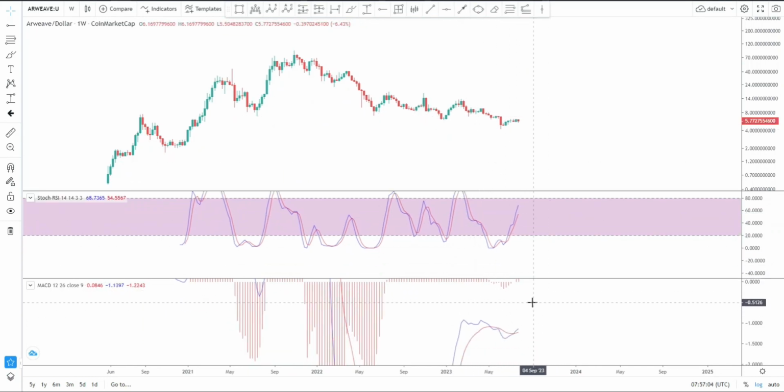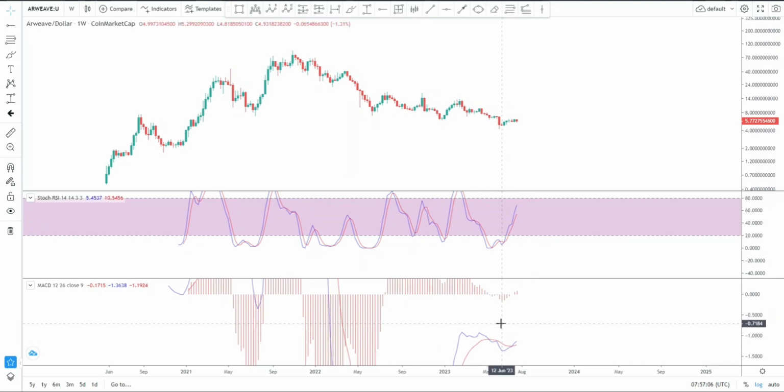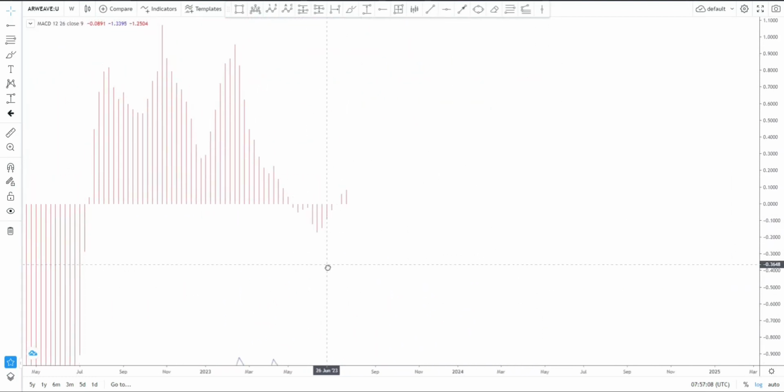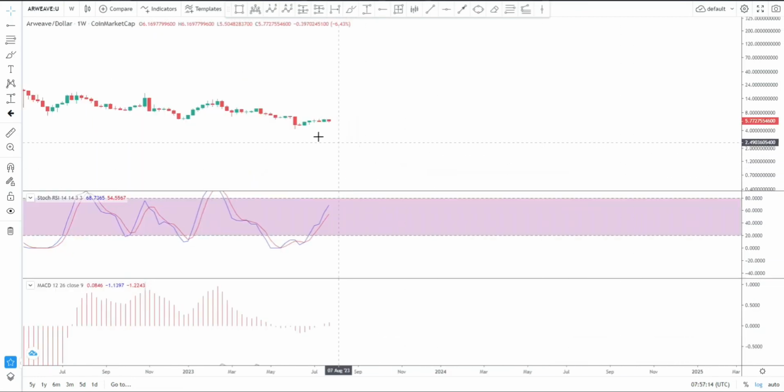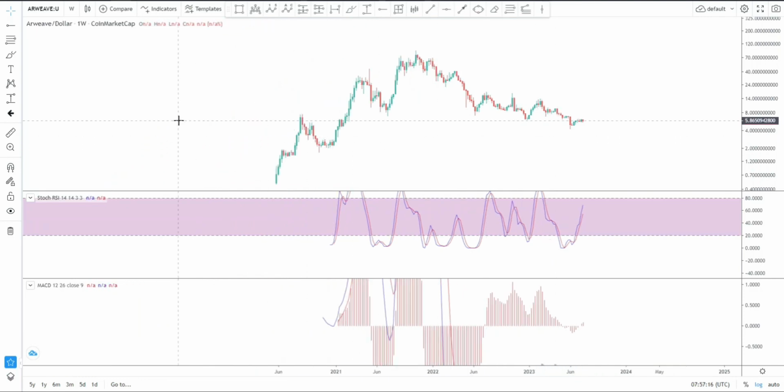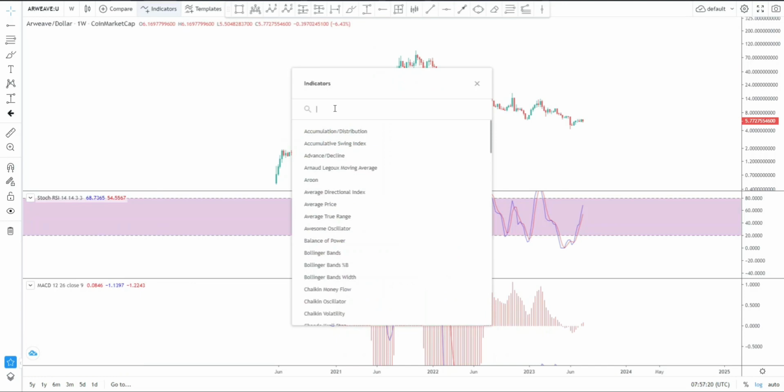Also with the MACD, you can see that growth has actually started coming back to the market. We are still in the early stages, yes, but there is some growth starting to build up here on the MACD, and that's something that is positive in my own opinion. But I think the most important thing would be the RSI. Let me quickly show you here the RSI.